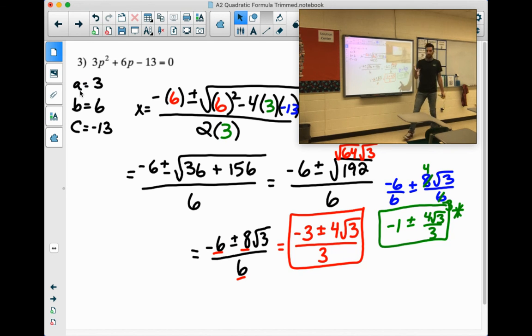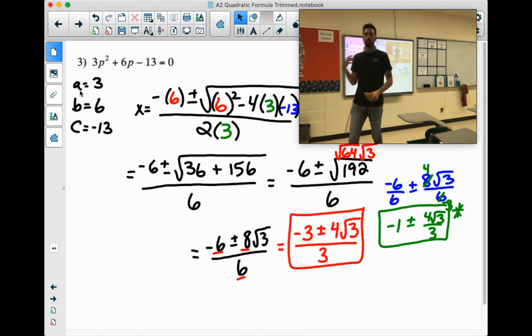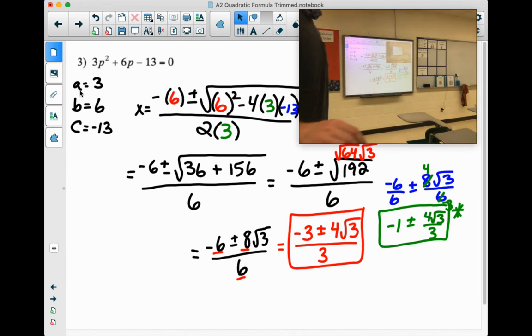So I would ask you to get in that habit now, but I'll certainly take what is in the red here too. Okay? So let's try one out. The next one's gonna have the imaginary number system, the complex numbers.